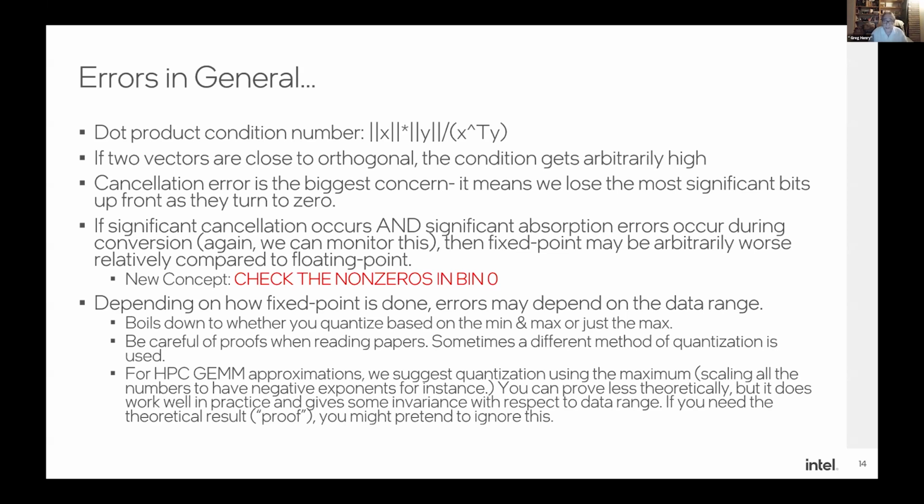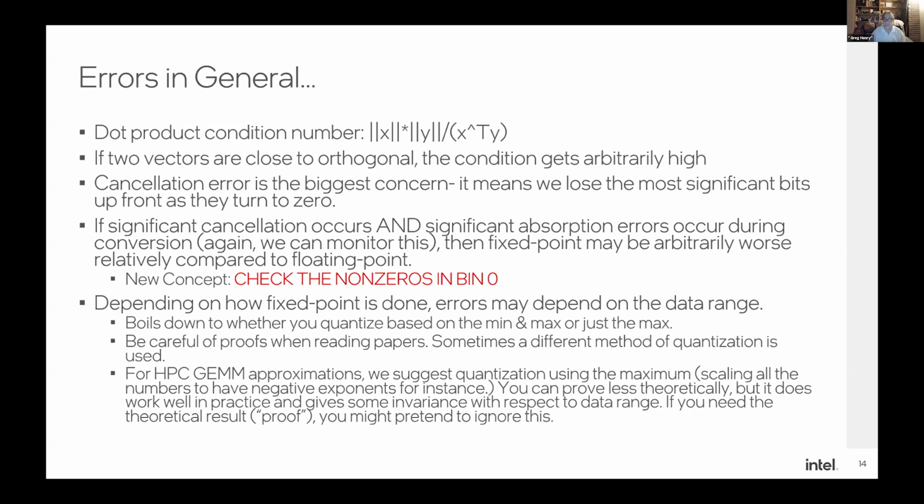The thing that is interesting here, and the thing that's new here, is notice we have all these bins where we're adding things up. If you have significant cancellation error and significant absorption error, you will sometimes see zeros in bin 0. And if that happens, you can see it and you can notice it. And you can actually do proofs that say if there are no zeros in bin 0, then you can prove that you have achieved a certain kind of accuracy.